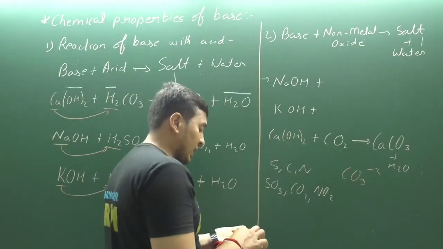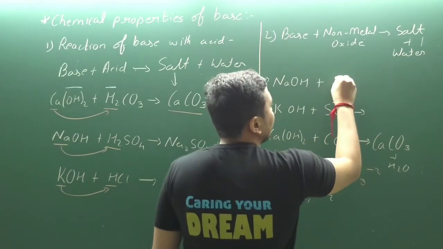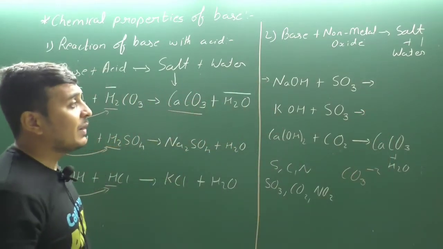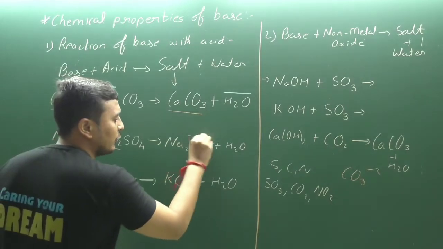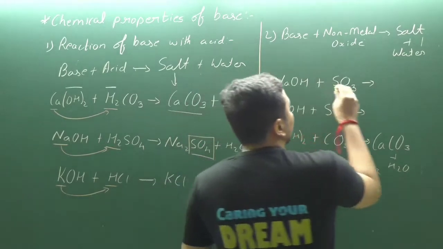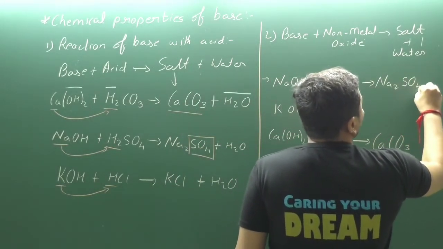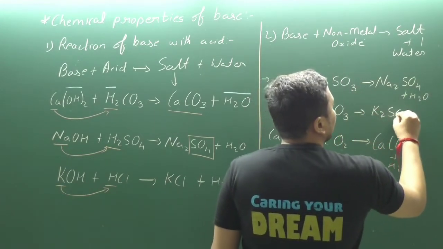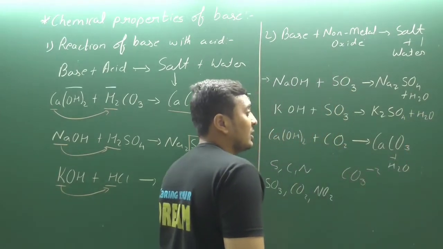Suppose potassium reacts with sulfur trioxide, SO3, and sodium reacts again with SO3. Let us see, which type of ions do SO3 form? SO3 forms ions such as SO4. Clear? Sulfate ion. So when sodium reacts here, it forms Na2SO4 plus H2O. Again here, K2SO4 plus H2O.